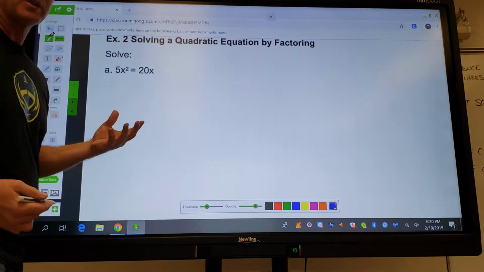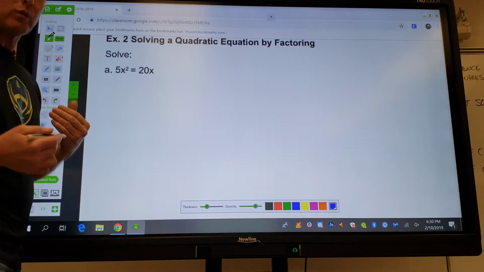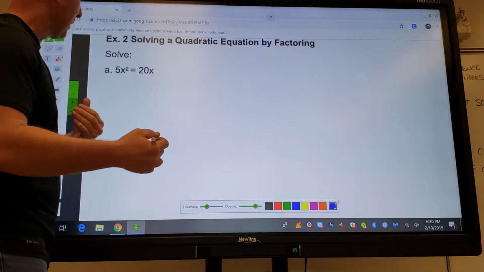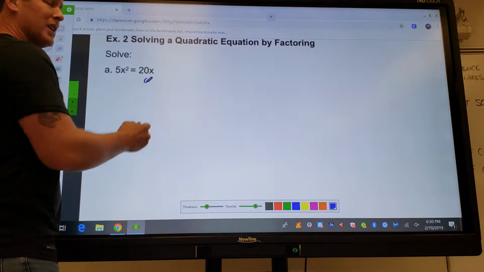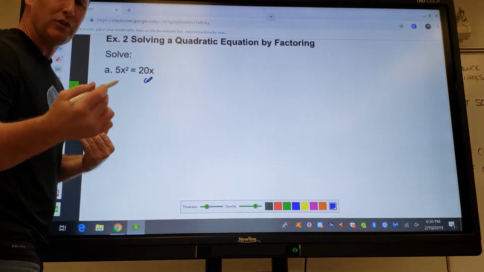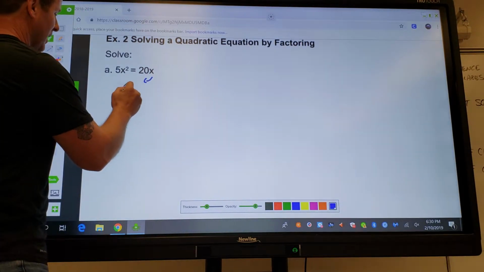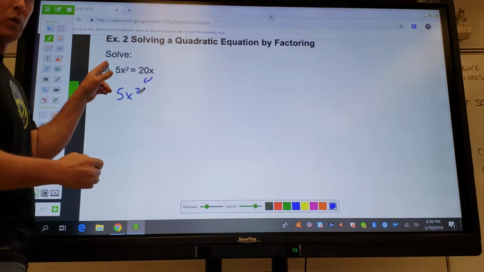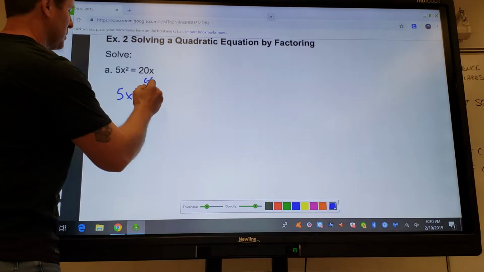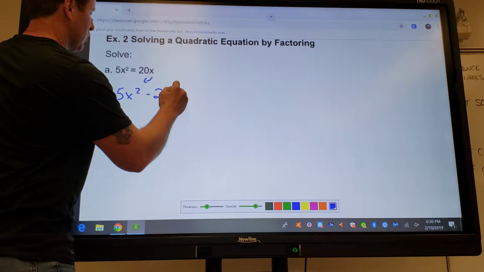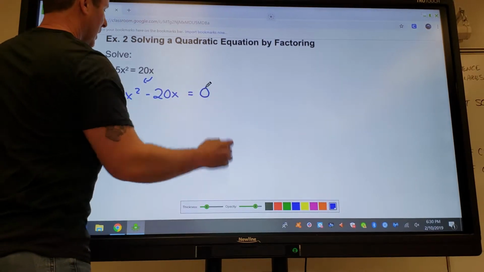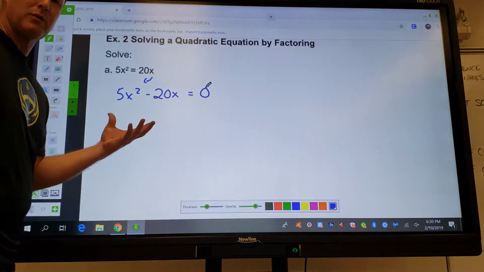Now I could always do a guess and check, but again, if we write this in standard form, and what do I mean by standard form? That means everything's got to go to one side and set it equal to 0. I like to keep the first term, the one with the x squared, with a positive coefficient. So I'm going to subtract 20x from both sides. And what I have now is this written in standard form.